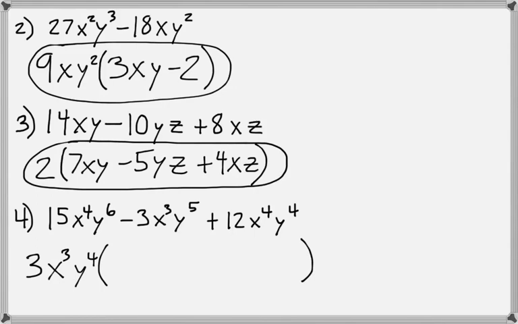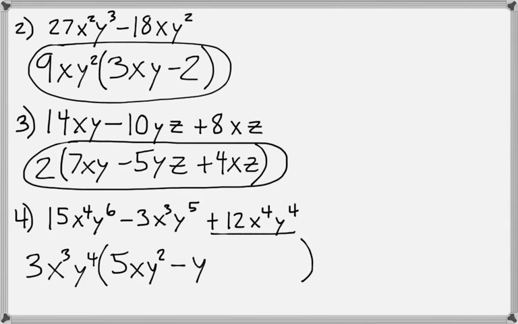So 15 divided by 3 is 5. I have 4 x's, I took out 3, so I have 1 left over. I have 6 y's, I'm taking out 4, so I have 2 left over. With the 3 divided by 3, I have a minus 1. I'm just going to put a minus sign. With the x's, I have 3 x's, and I took them all out. With the y's, I had 5 y's. I took out 4, so I have 1 y left.